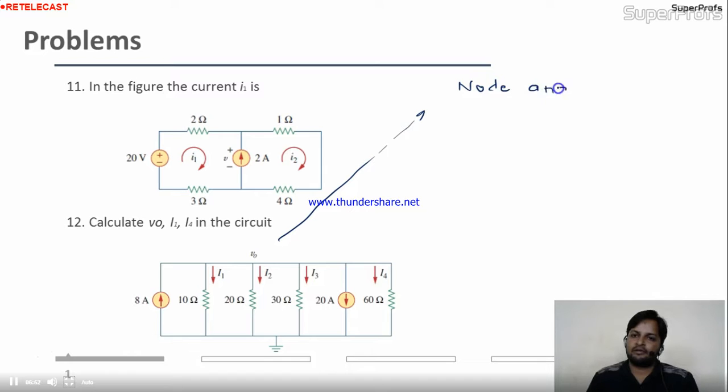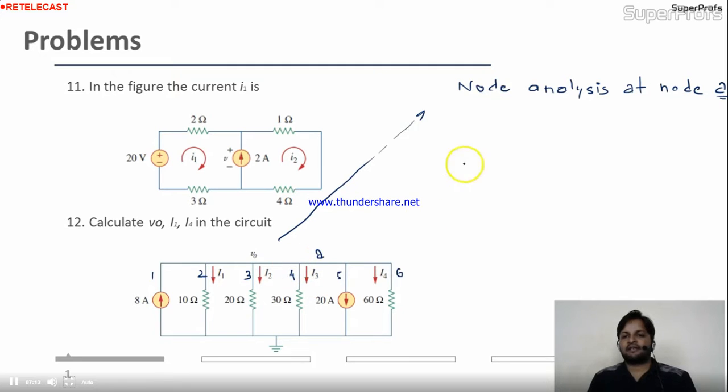Node analysis at node A. This is node A, suppose. Okay, fine. So how many branches are connected over there? 1, 2, 3, 4, 5, 6. Six branches are connected at this node.